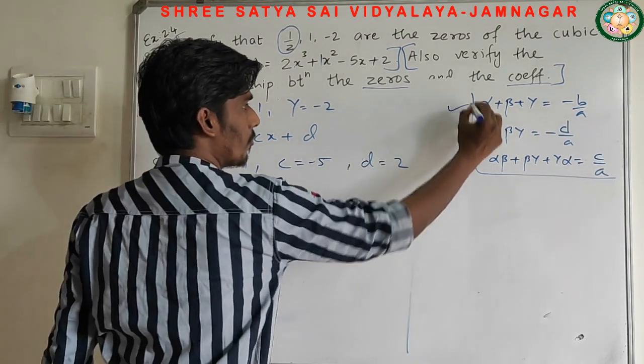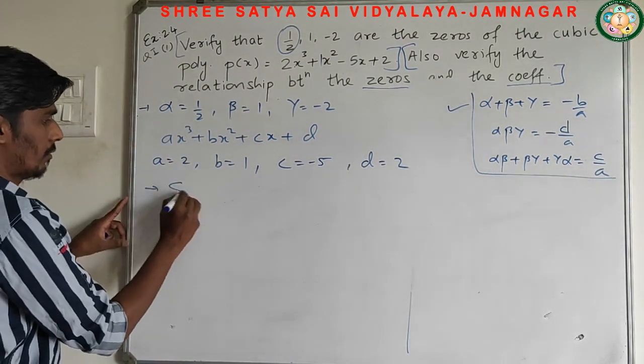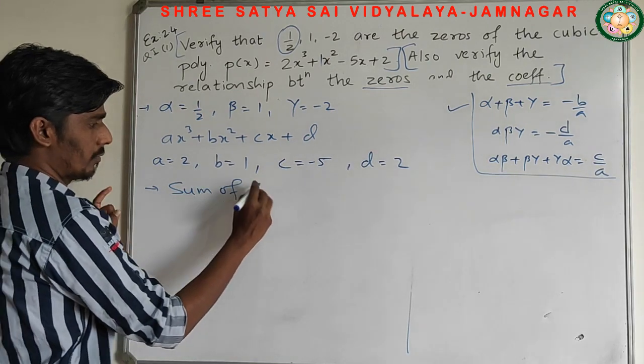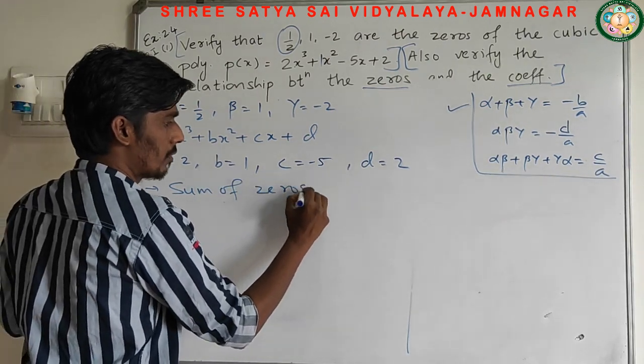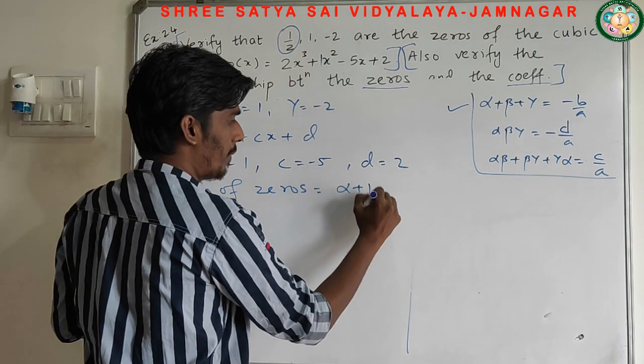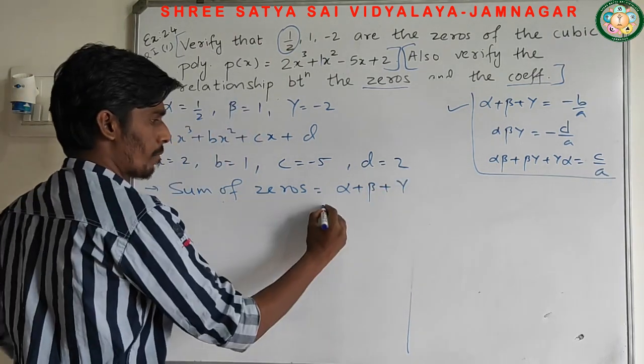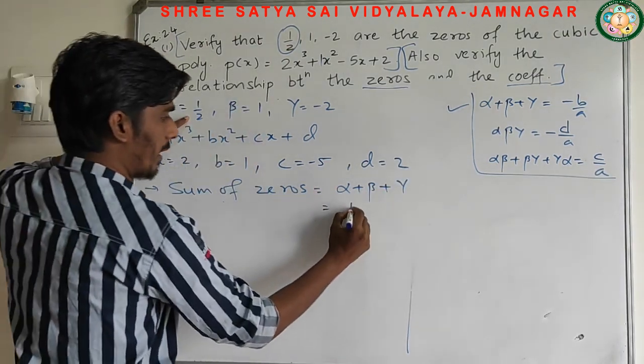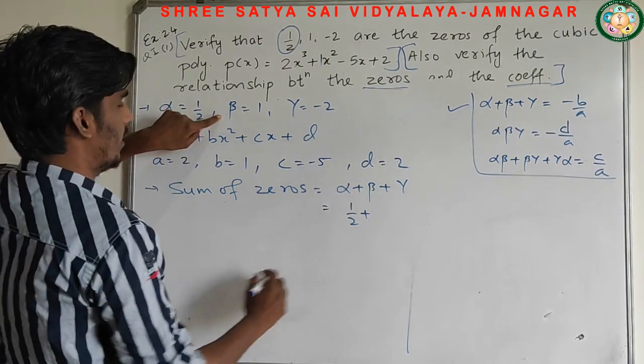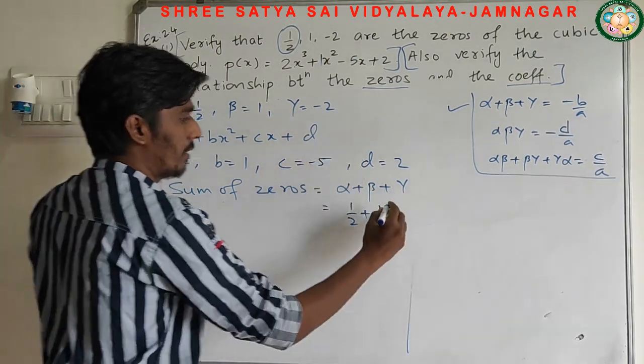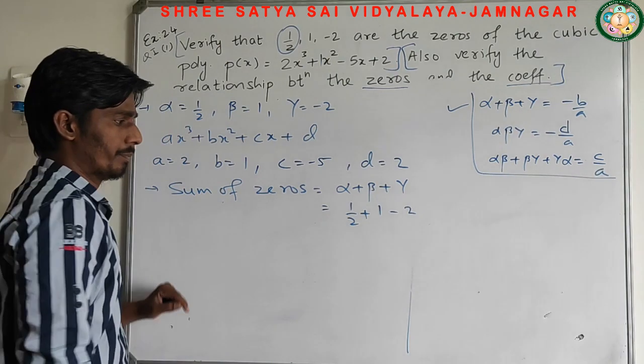Let's start with the first verification. Sum of zeros is what? Alpha plus beta plus gamma. What is alpha for us? It's 1 by 2. What is beta? It's 1. What is gamma? It's minus 2.